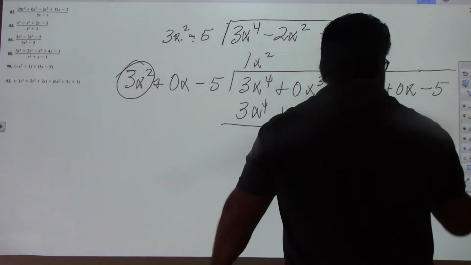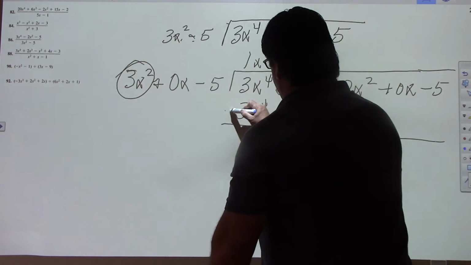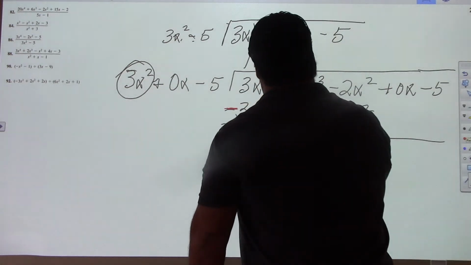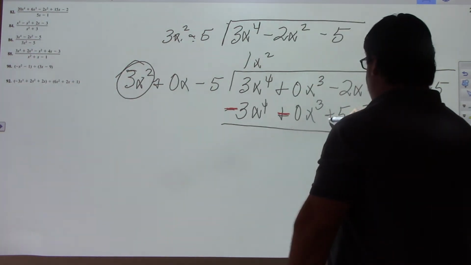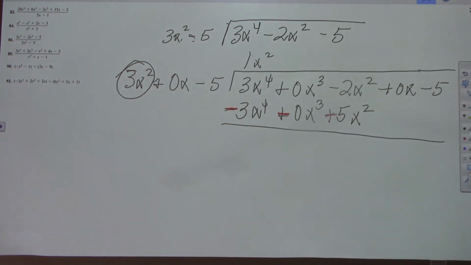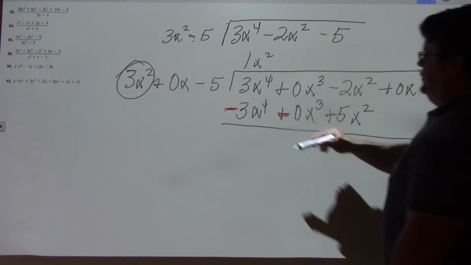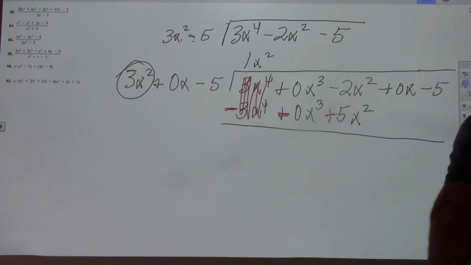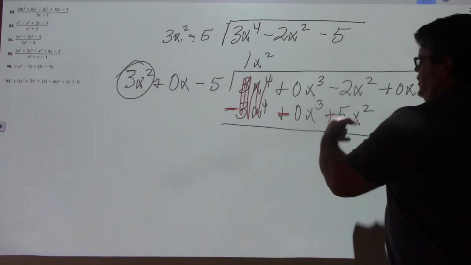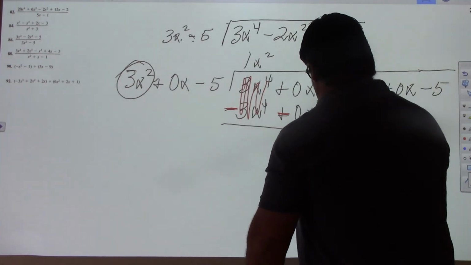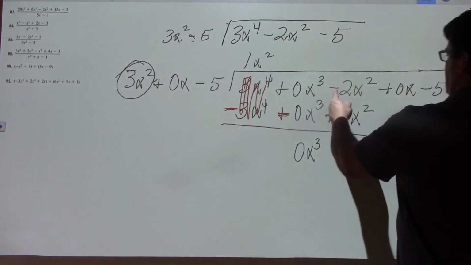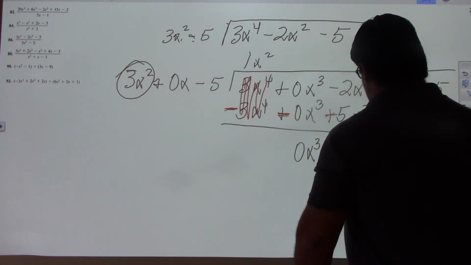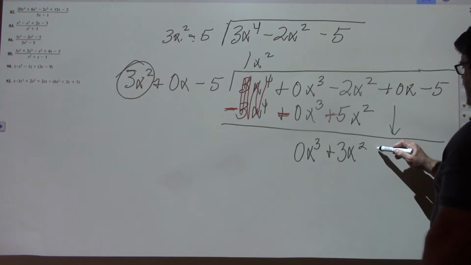So, we always subtract, so that'll make this a negative. This a negative, and this a positive. And of course, like always, this one goes out. Get things up here that don't even work. 0x cubed plus 0x cubed is 0x cubed. Negative 2x squared plus 5x squared is 3x squared. And the 0x helps out.